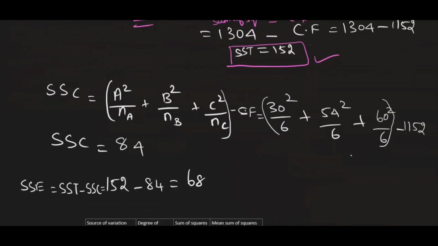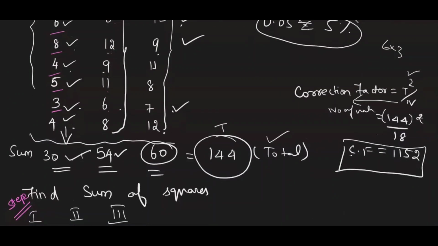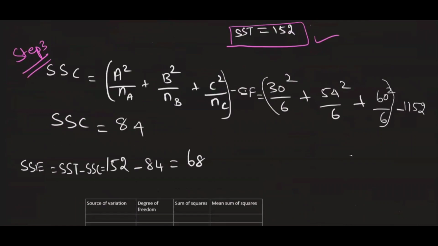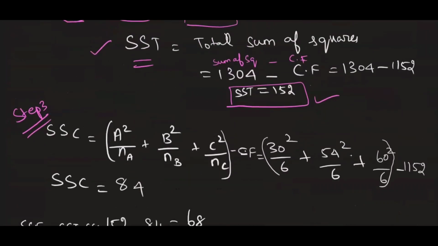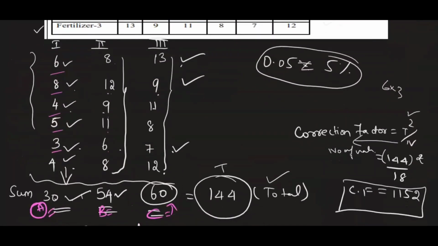Now step 3, we are going to find SSC. SSC is nothing but, already you have added all the values, right? For example, column A sum is 30, column B sum is 54, column C sum is 60. We are going to square it. I've written the formula: SSC is A square by NA, where NA means number of values in that particular column, plus B square by NB, plus C square by NC. How many values are there in each column of this given question? 1, 2, 3, 4, 5, 6.